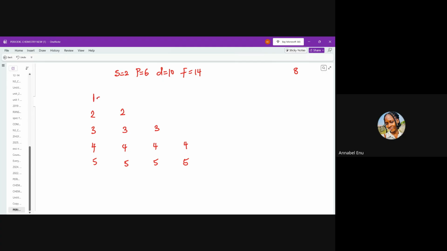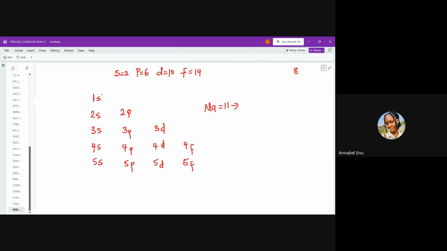Now, we write each of them as S. For this 1, 2, 3, 4, 5, they all belong to the S subshell. The next one is P subshell, D subshell, and F subshell. Okay, so if we want to now write the electronic configuration of, let me say, sodium, which is 11, using the Aufbau method, this is what we'll do.